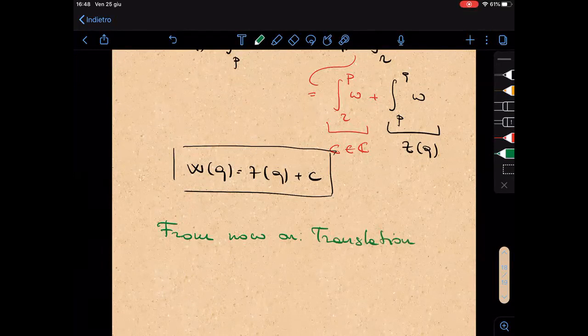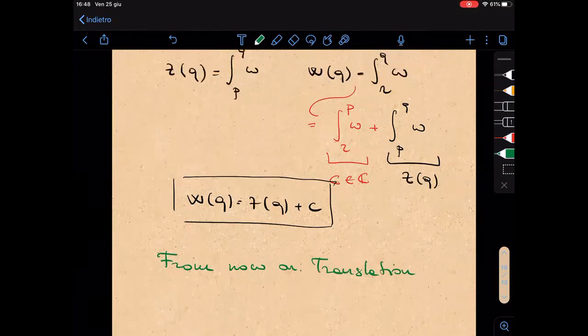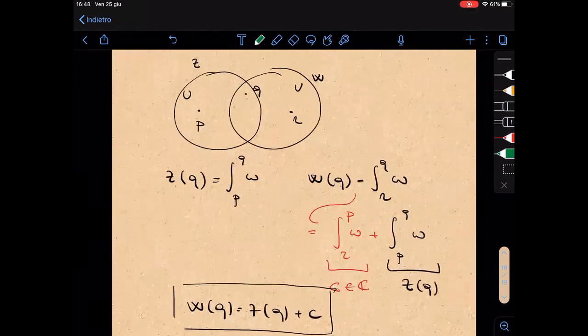Excuse me. So here the integral from R to P might not be well defined, right? The integral from R to P might depend on the path, right? Because they are on two different charts. Yeah. So it might depend on the path, right?